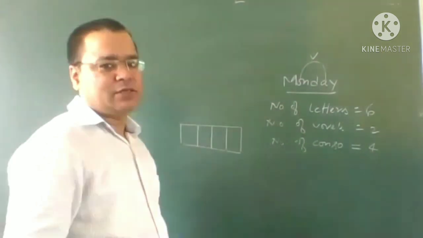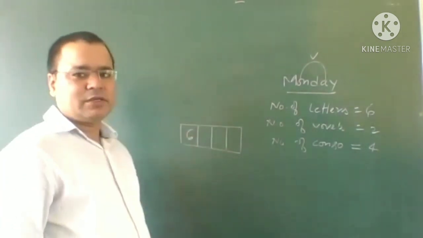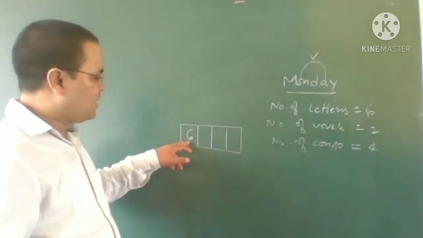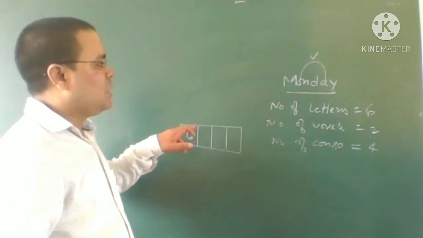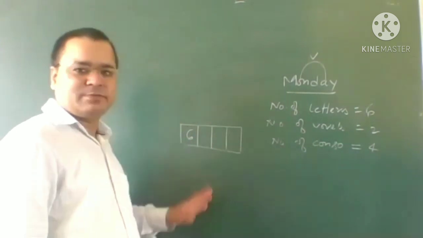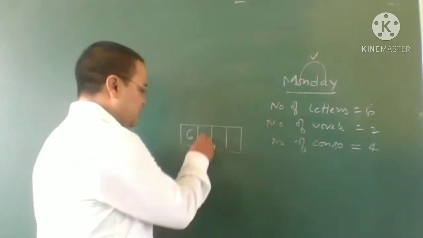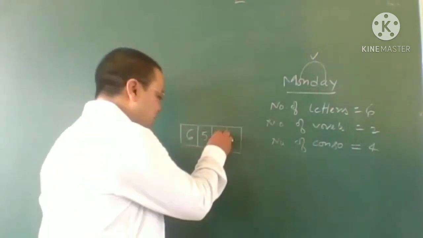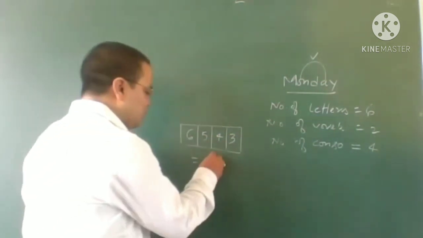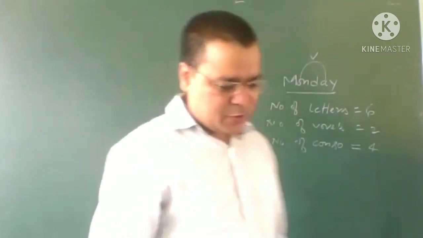Let us understand according to exercise 8.1. The first place can be filled in 6 ways, 6 choices. I can place here M, O, N, D, A, or Y. So there are 6 ways. Now one place is fixed. Then we have to fill the second using the 5 remaining letters, so 5 choices. Similarly here 4 choices, similarly here 3 choices. It means the answer will be 6 into 5 into 4 into 3.